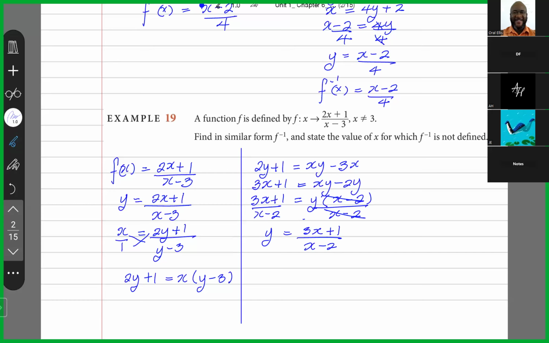Now, the third step when you're finding the inverse of a function is to make y the subject again. And the fourth and final step is to take out y and say f inverse of x is equal to 3x plus 1 over x minus 2.